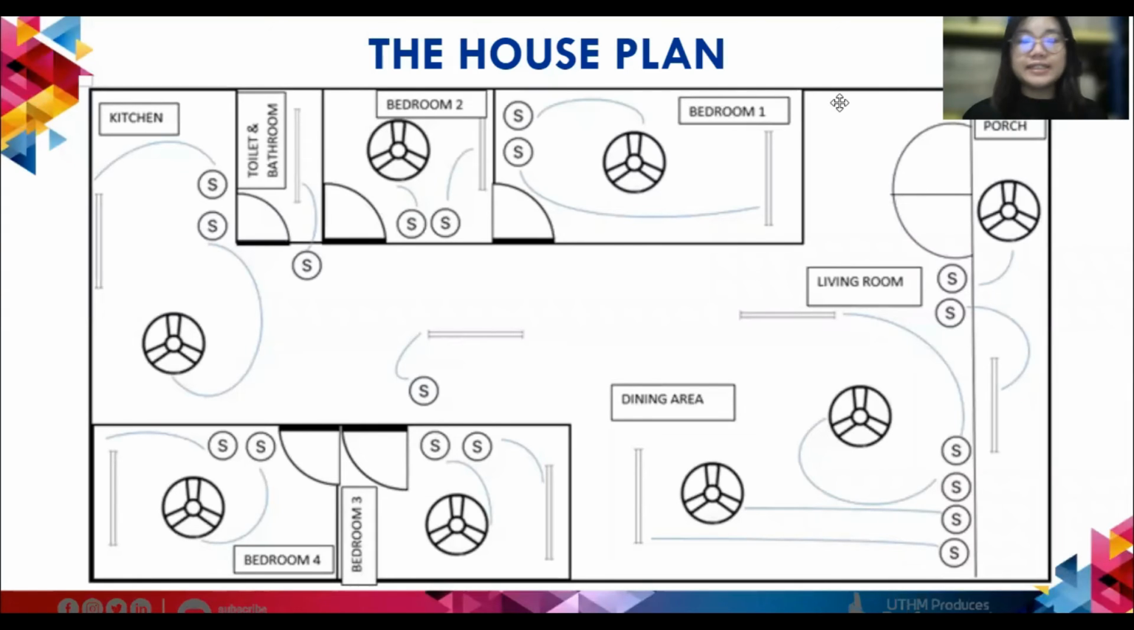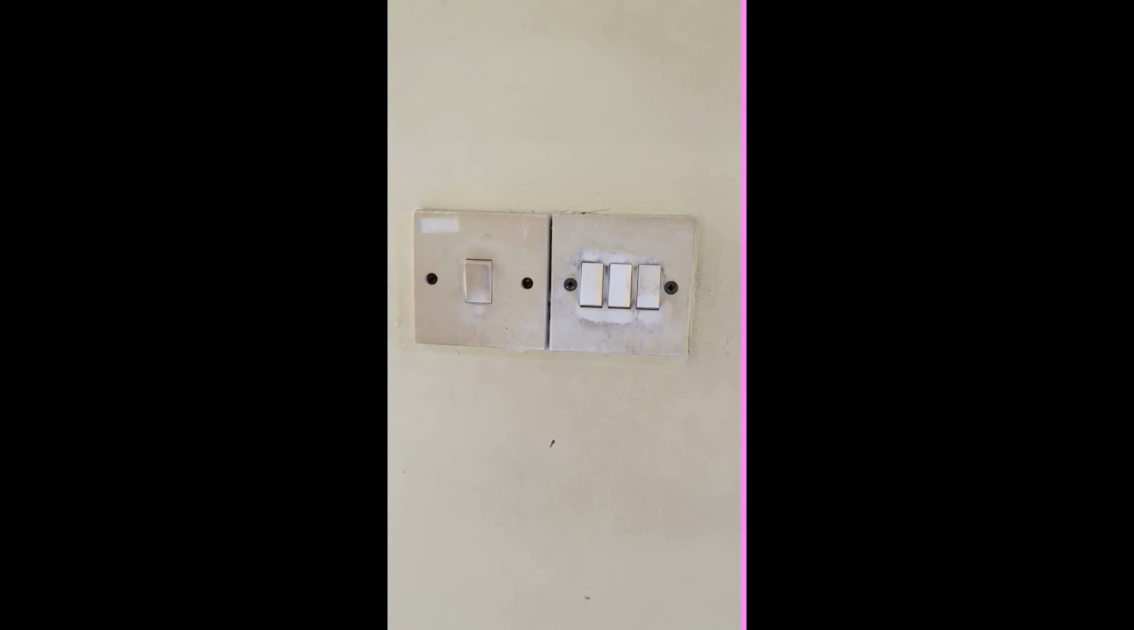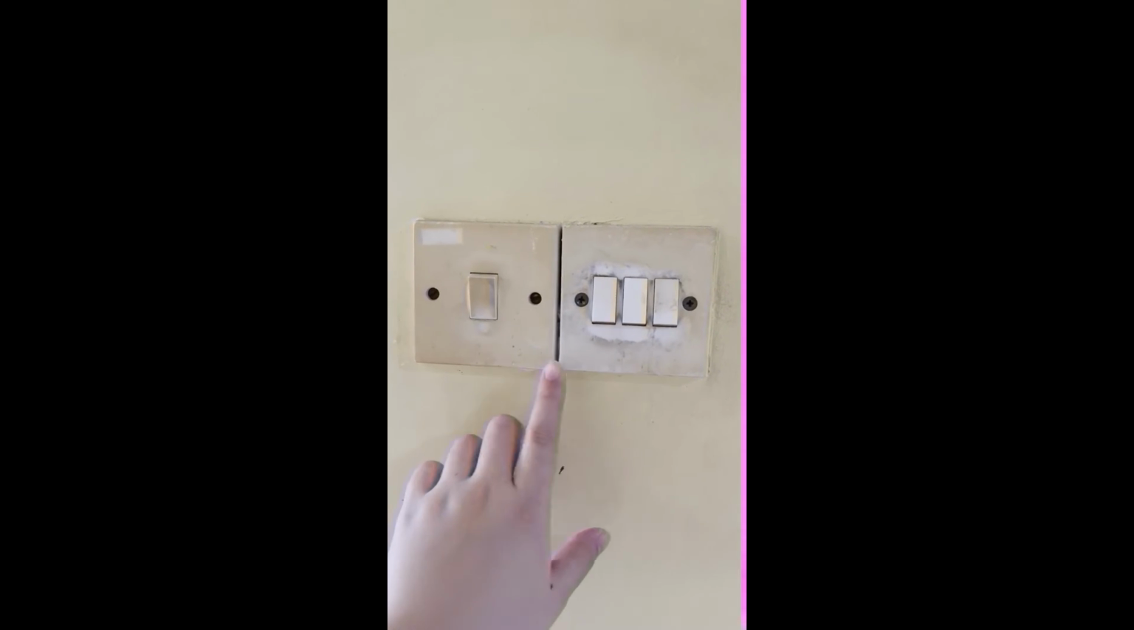Next, this is the house plan of my house. My house is using one-way switches. One switch controls the light and also the fan. My house has no two-way switch. This is the one-way switch in my home.